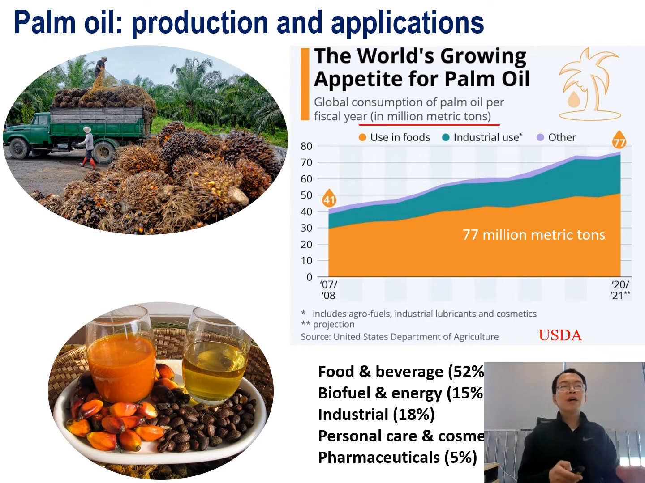So the first topic about the rational engineering, I want to talk about the palm oil challenge, the palm oil process. Around 80 to 90% of the palm oil is manufactured in Southeast Asia, Indonesia, and Malaysia. In recent years, we see the world has a growing appetite for palm oil. For example, this year we have around 77 million metric tons of demand. It's primarily used in food and beverage, biofuel, energy, and industrial, maybe personal care and the cosmetic industry.